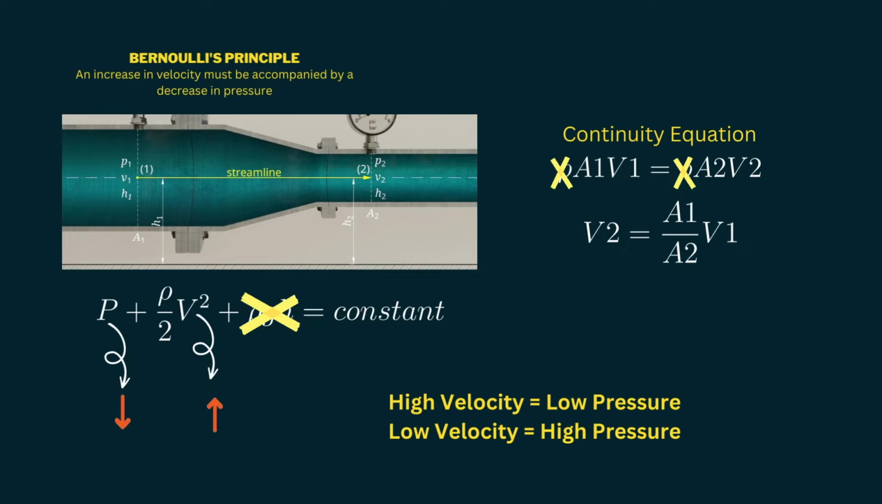picture. As the 2 points are on the same height, the gravitational energy will remain constant. Looking at the continuity equation, density remains the same. Thus, the equation can be rearranged to this. Since A2 is smaller than A1, V2 will be larger than V1.